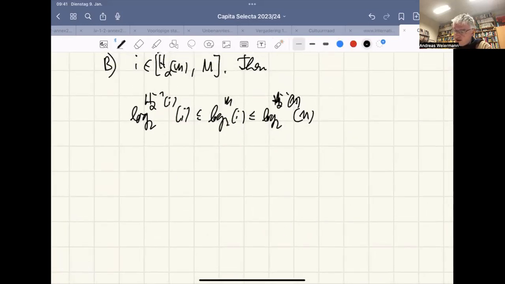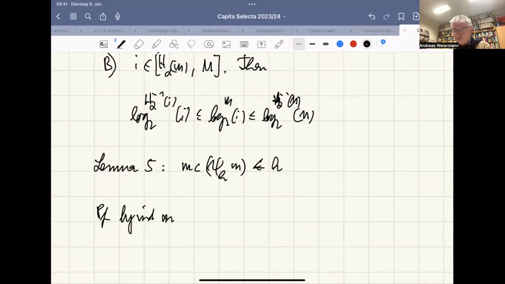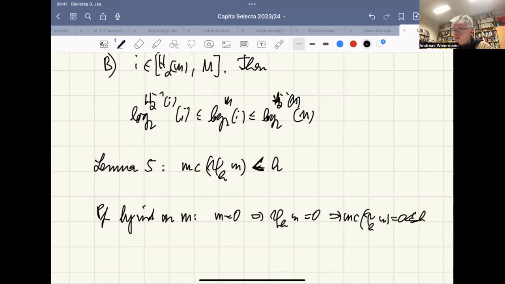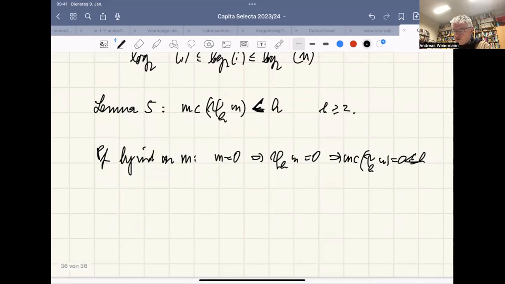Now comes the last technical lemma, lemma 5, namely the maximal coefficient of CKM is strictly bounded by K. Proof by induction on M. For M equal to 0, when Ck of M is 0, then the maximal coefficient of Ck of M is 0, strictly smaller than K. We assume K is at least as big as 2. Now, assume that M is K to the R times P plus Q, where P is smaller than K, Q is smaller than K to the R, and M is smaller than K to the R plus 1.